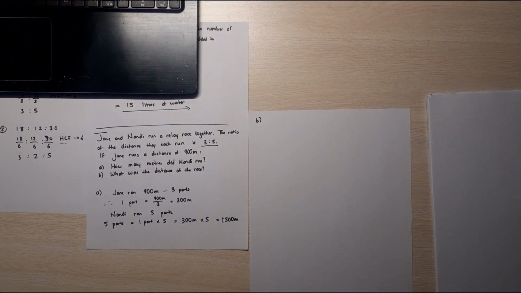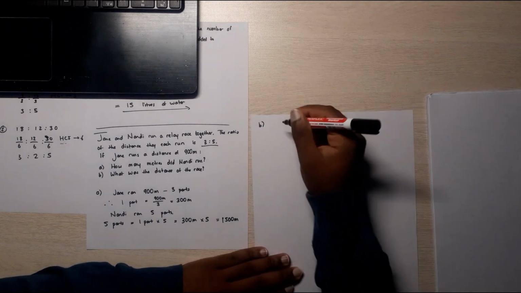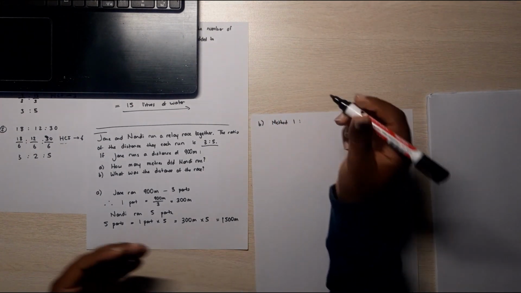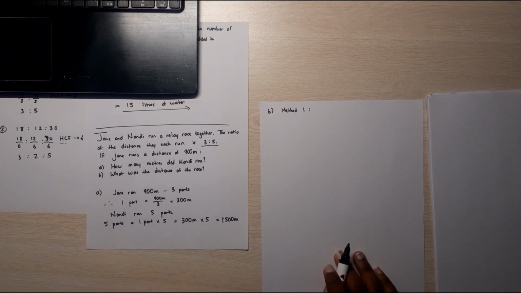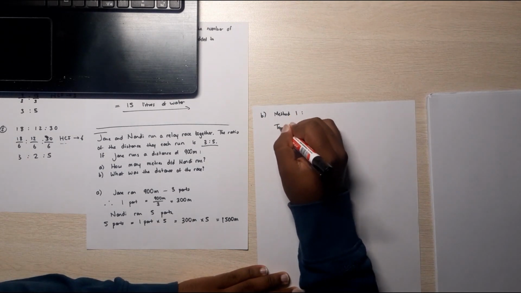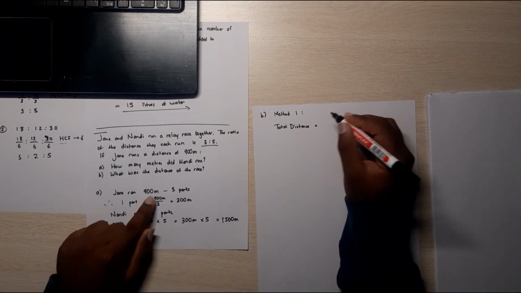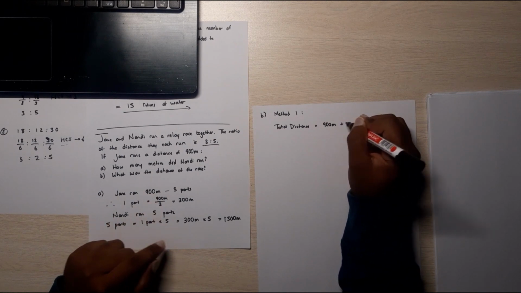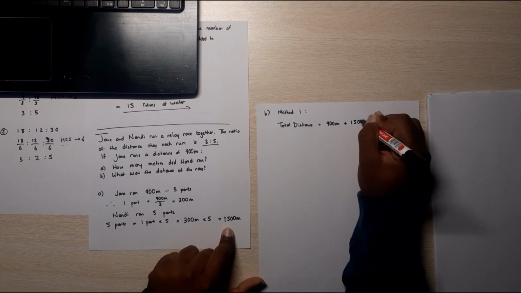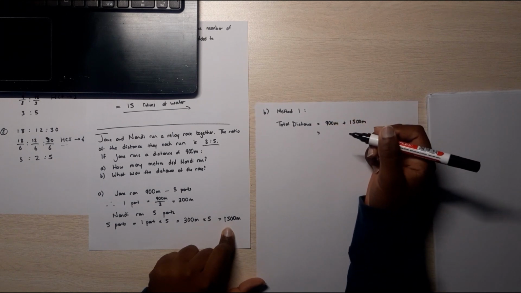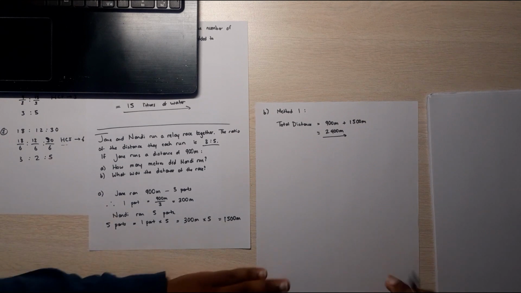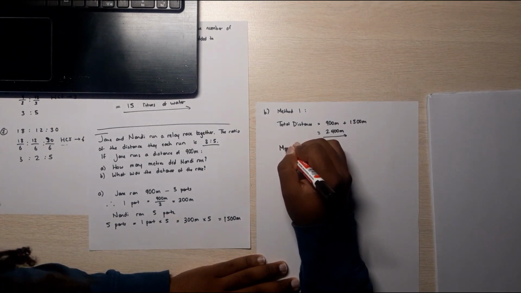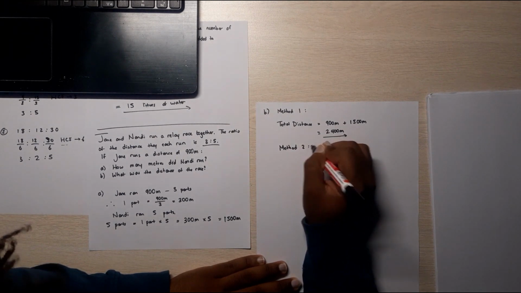there are two methods to this. Method 1, you add Jane's part to Nandi's part. Jane ran 900 meters and Nandi ran 1,500 meters. And this gives you 2,400 meters. Simple. Method 2, and this is the method I prefer, because you are able to apply it in many more situations.